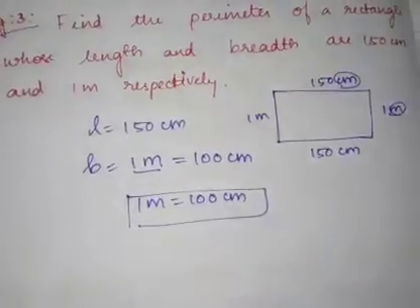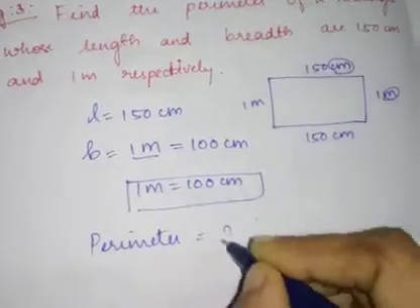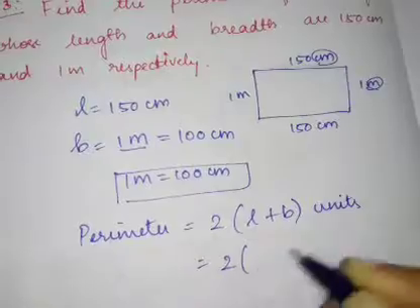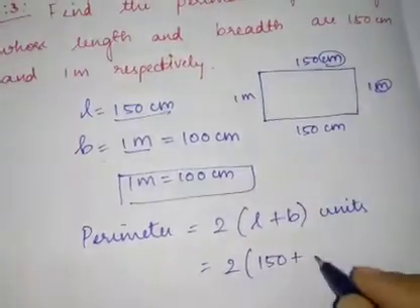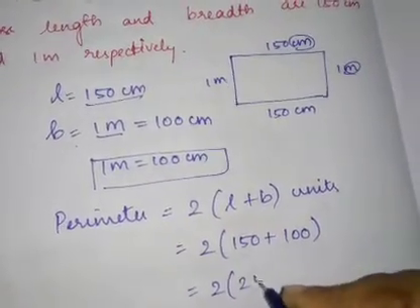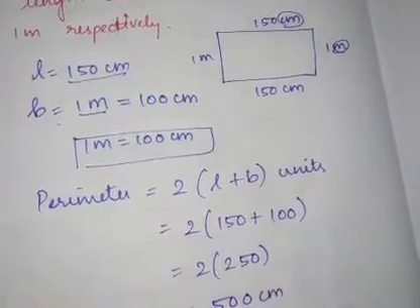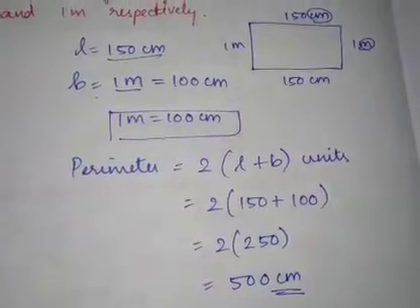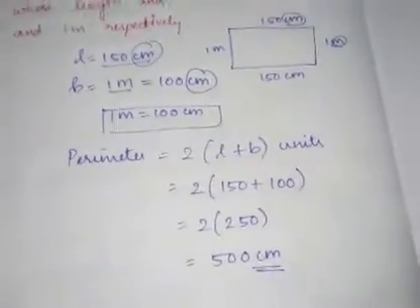Now can we solve this directly? Yes. Perimeter of rectangle is nothing but what, children? 2 into L plus B units. So 2 into L, what is the value? 150, plus breadth, what is the value? 100. So 2 into 150 plus 100 is 250. 250 into 2 is 500 centimeter. So the answer should be in centimeter, because this is in centimeter and this is also in centimeter.